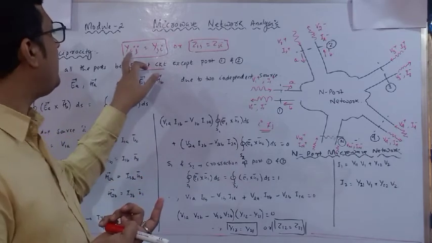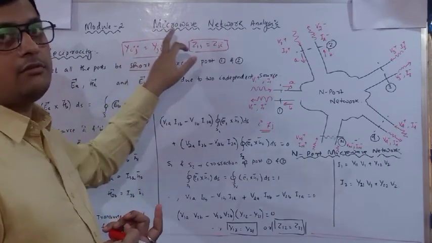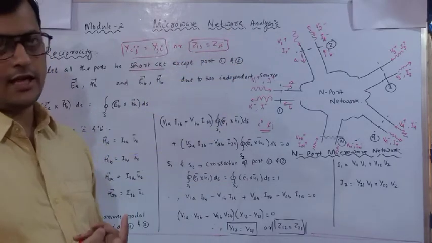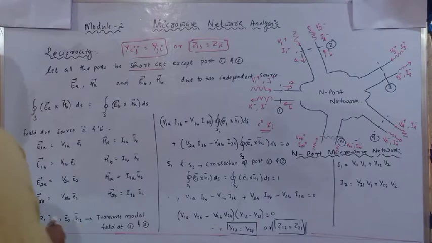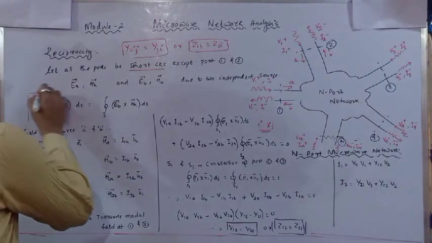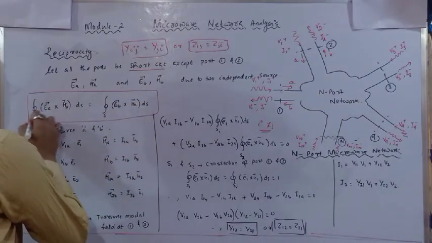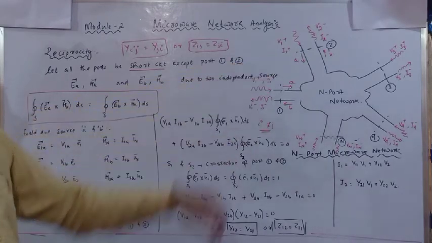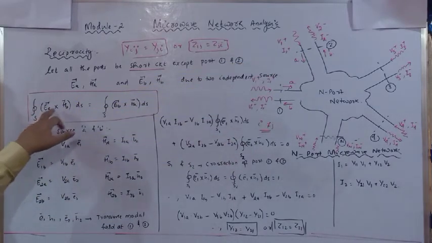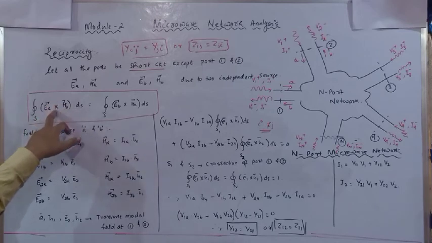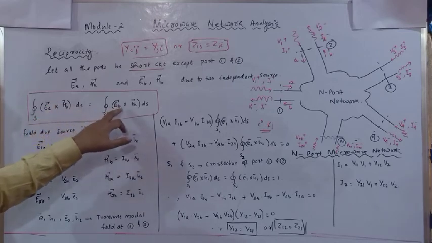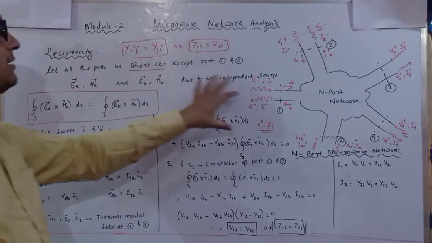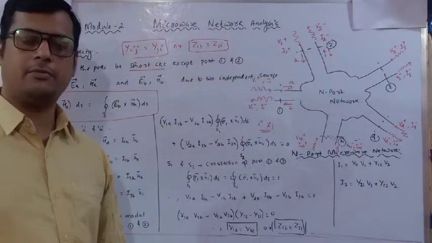Then only we will obtain Yij is equal to Yji or Zij is equal to Zji. So here I have considered the total power with respect to incident and reflected must be equal at port 1 and port 2. So EA cross HB is equal to EB cross HA. If it is equal, that means maximum power we are delivering to this particular port.